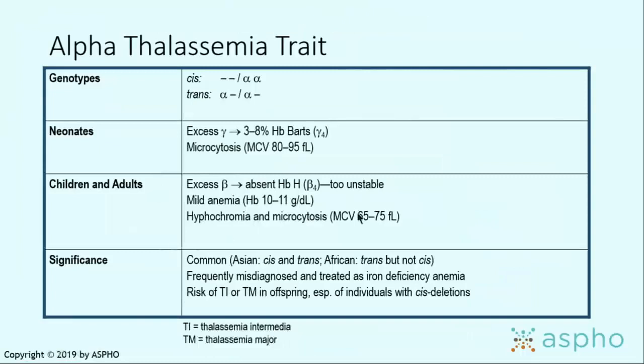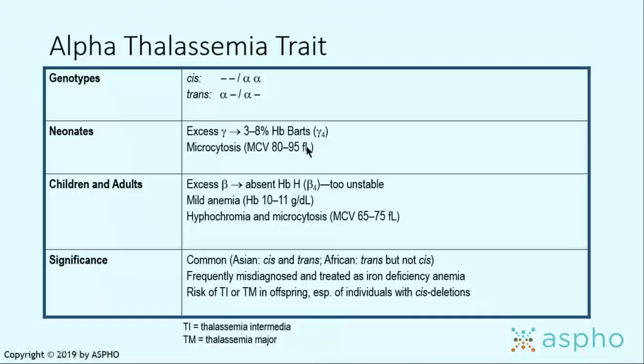Okay, so as I mentioned, alpha thalassemia trait, you can have a cis or trans mutation. This is identified in the neonatal time period because of an excess in gamma globin. So again, we're talking about balance. I don't have as much alpha globin, and therefore prior to birth and right after birth, I have all this excess gamma globin because my body is primarily making fetal hemoglobin. And the gamma globin tetramers are called hemoglobin Barts.